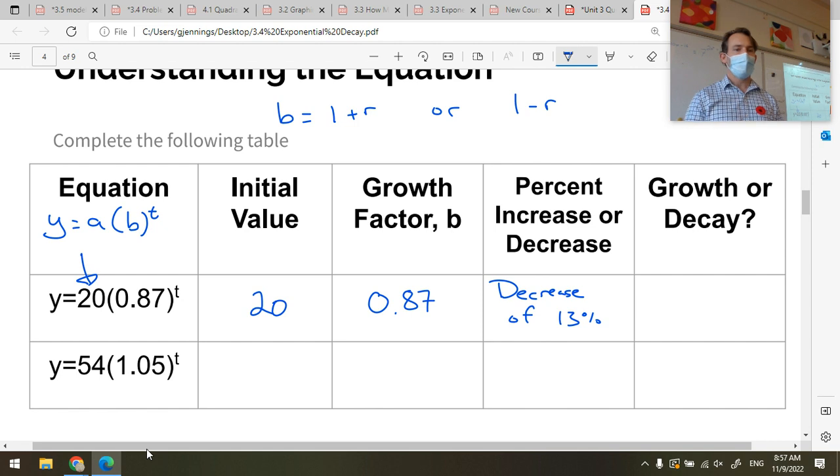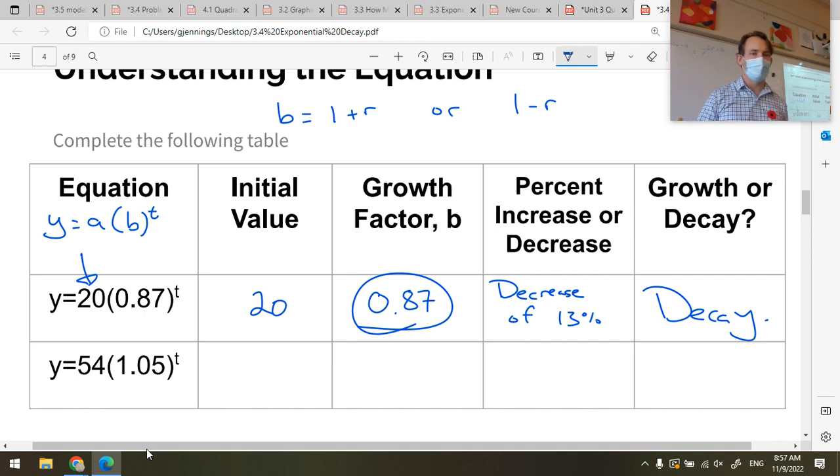After 1 year, there would be 87% of that initial 20, a little bit higher than 17. Then the next year, it's going to lose a little bit less than 3, and the amount it's losing is going to be going down as we go forward. This is decay. I know this will create a decay equation because this number is less than 1 but bigger than 0.